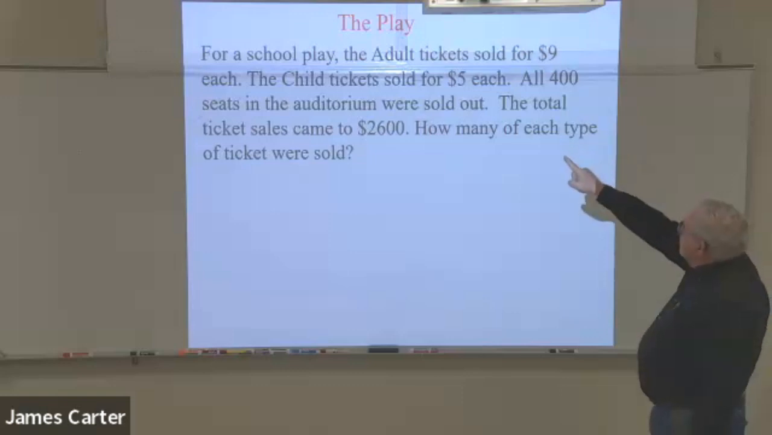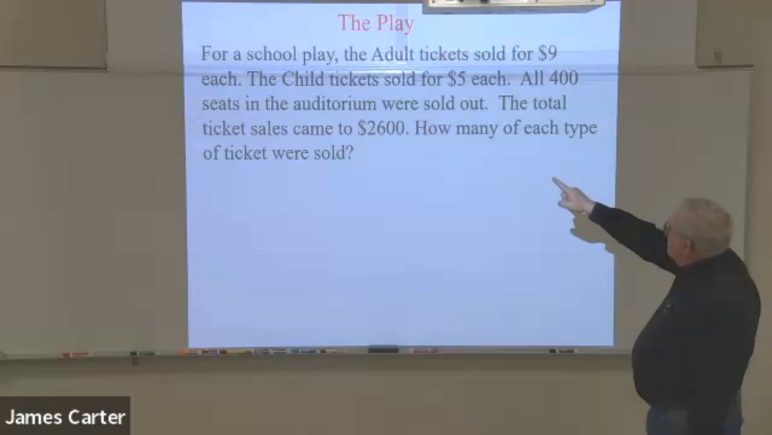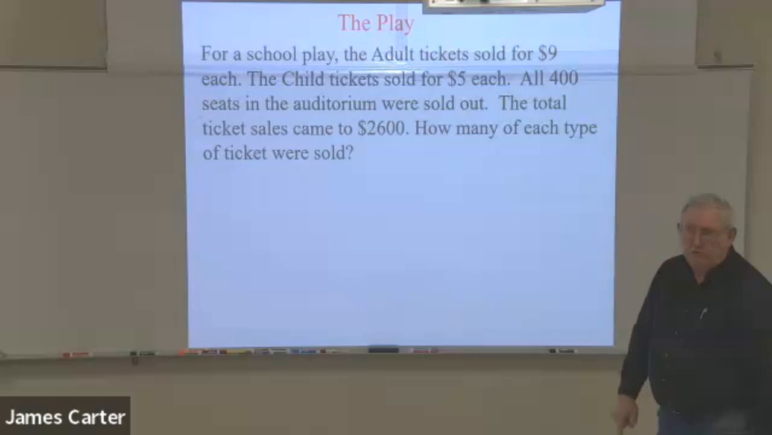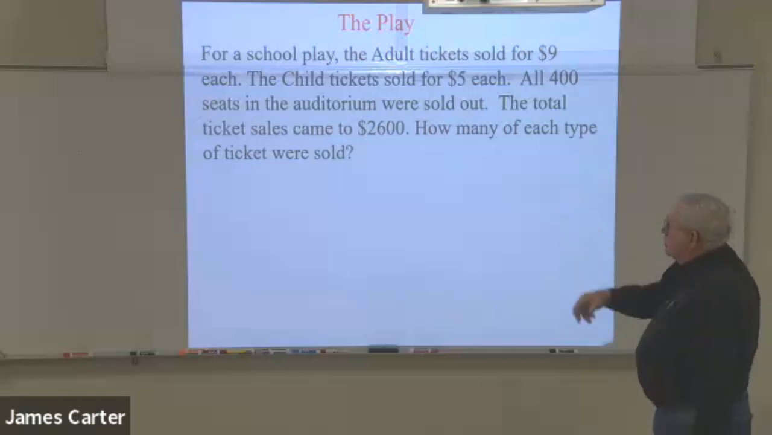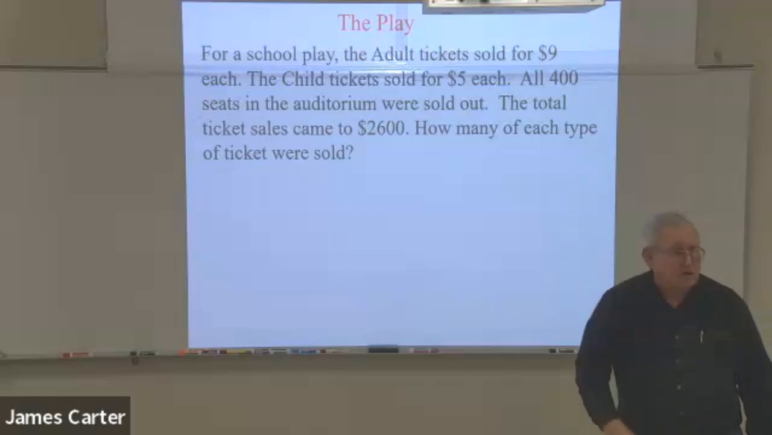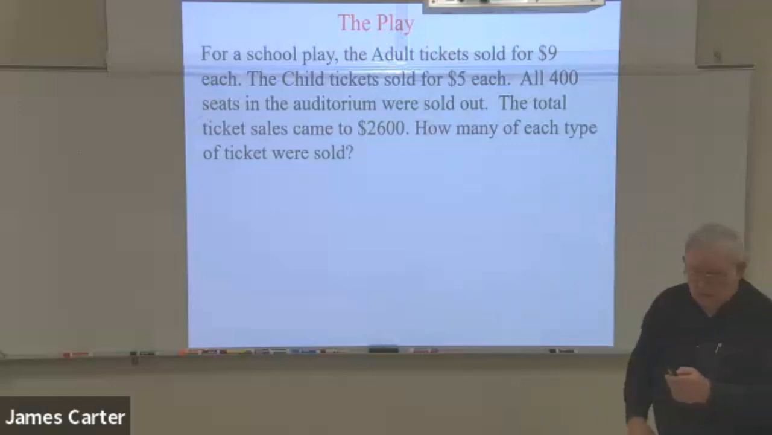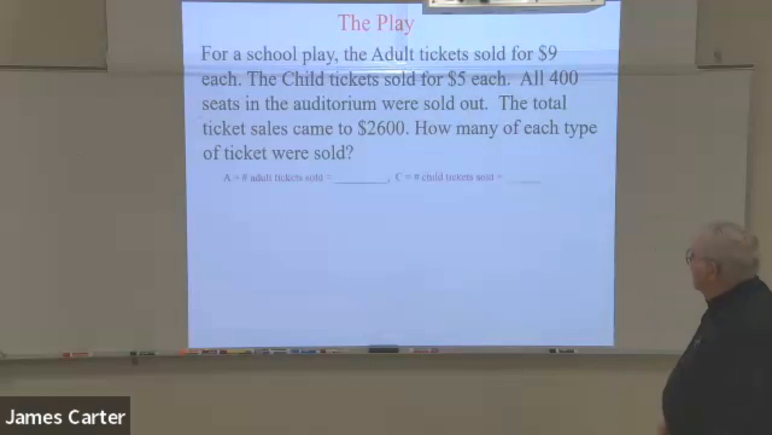Okay, so the number of adult tickets plus the number of kid tickets have to total 400. All right, well, that's going to be our first equation. It also tells us that if they paid $9 a piece for adults and $5 a piece for kids, that the total sales were $2,600. So let's look at setting this problem up.